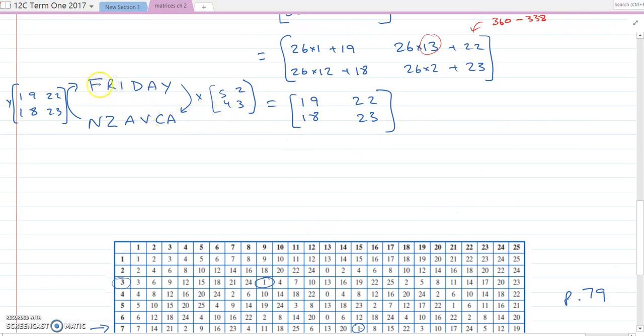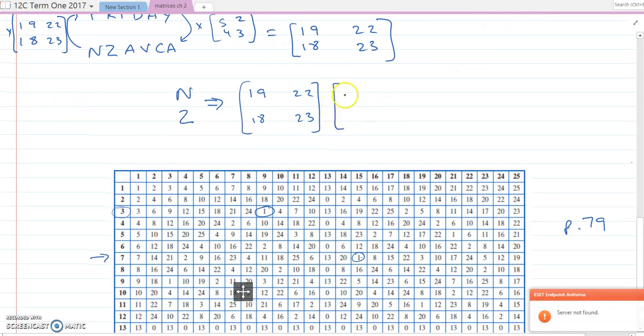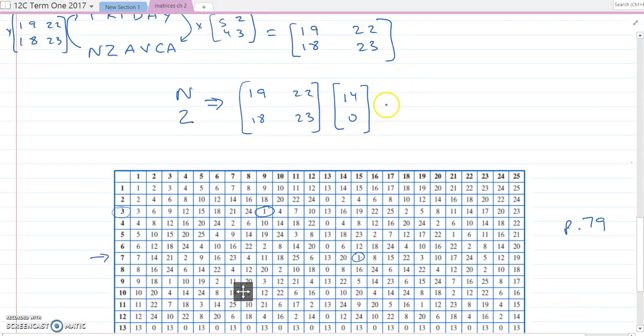So here is what's going on. We've taken Friday, multiplied it by this matrix to get our scrambled NZAVCA, and to unscramble that we worked out the inverse matrix, which is this 19, 22, 18, 23. So let's double check at least the NZ here to finish up. NZ is 14, 0. So we multiply this 14, 0 by our decoding matrix, and we get 266 and 252.